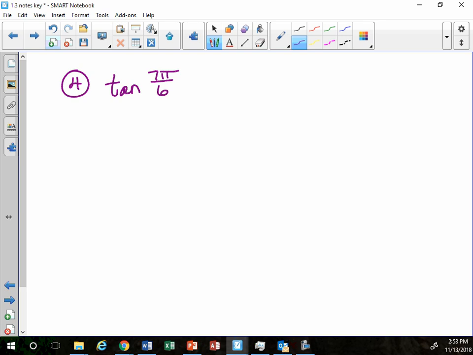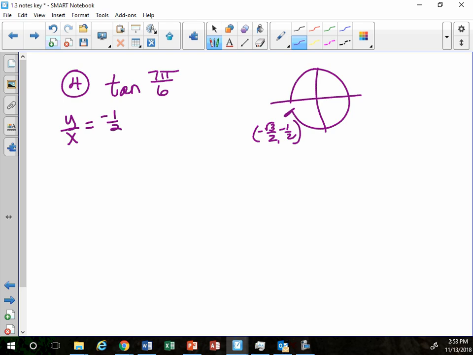All right, I want to go through this one together. 7 pi over 6, guys. That's third quadrant. That's right here. Your ordered pair is negative root 3 over 2, negative 1/2. Y over x. Guys, don't stop yet. So you get positive 1 over root 3. When you rationalize that, you get root 3 over 3.